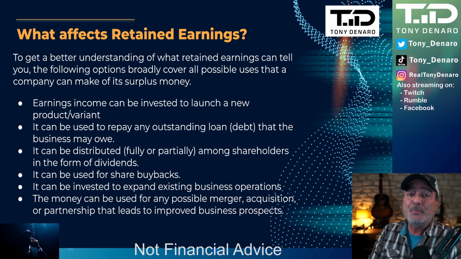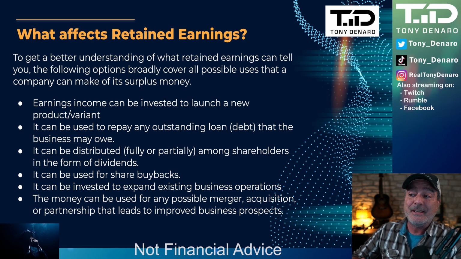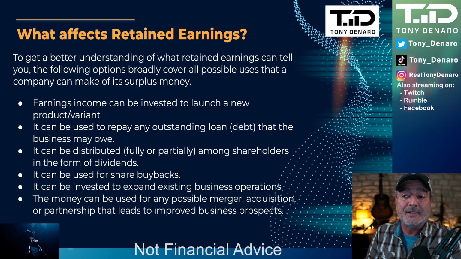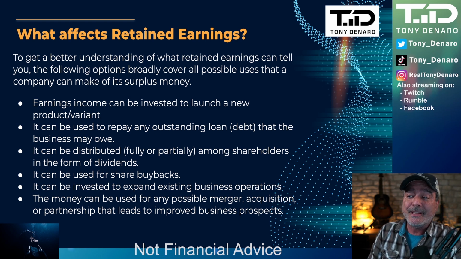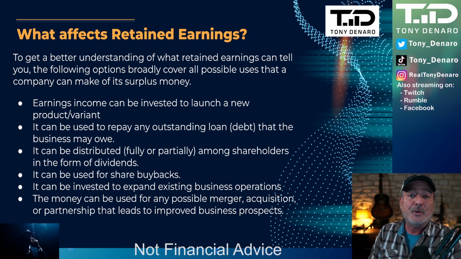So let's go over the bullets on this list real quick and see exactly what can companies do with retained earnings. They can be invested to launch a new product or a variant of a product. They can be used to repay any outstanding debt. They can be distributed to shareholders in the form of dividends. They can be used for share buybacks.